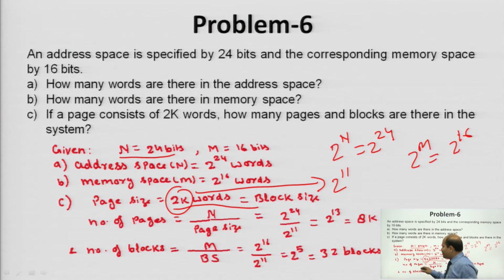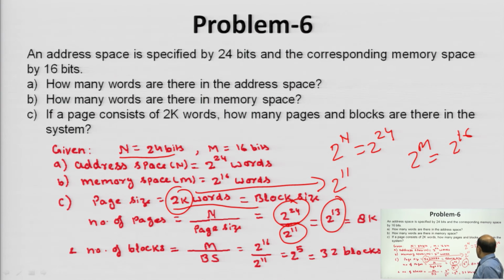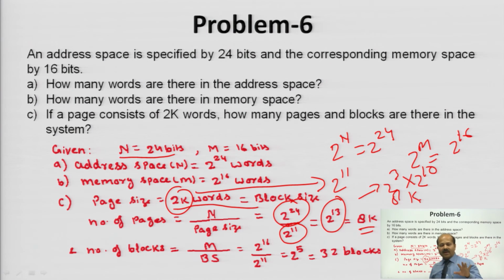The number of pages we can calculate using the address space, and the number of blocks we can calculate using the memory space. What is the size of the address space? That is calculated as 2 to the power 24, and one page size equals 2 to the power 11. So it will become 2 to the power 13. So how many pages? 8K pages, that is 2 to the power 3 multiplied by 2 to the power 10. So 8K pages are there in virtual memory or address space.